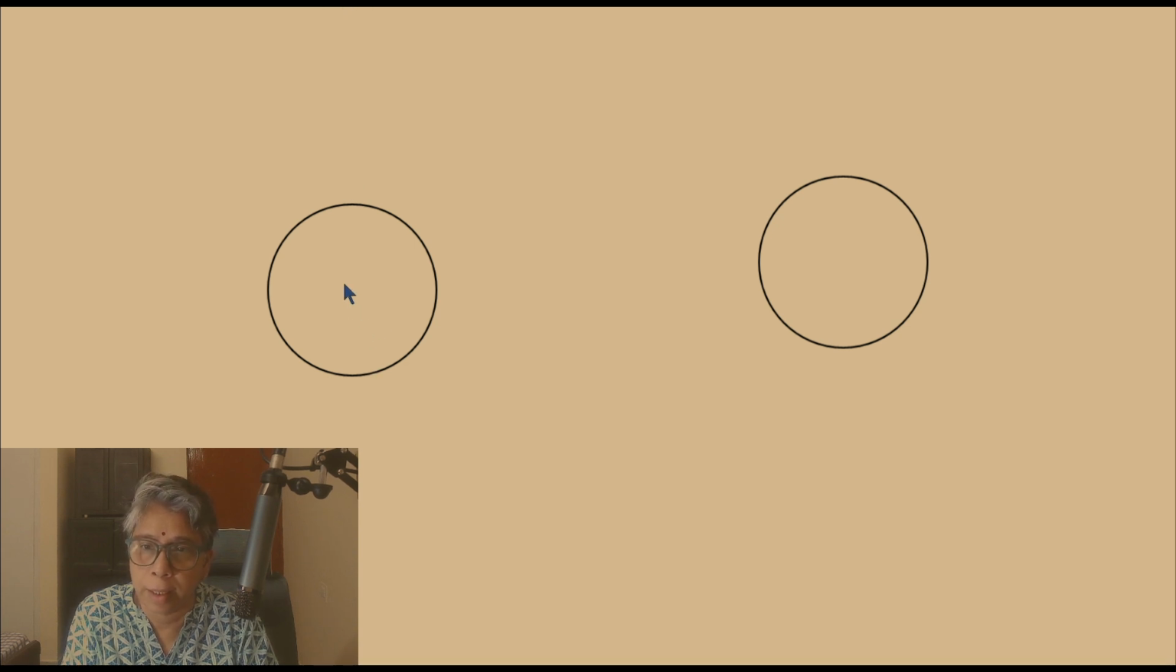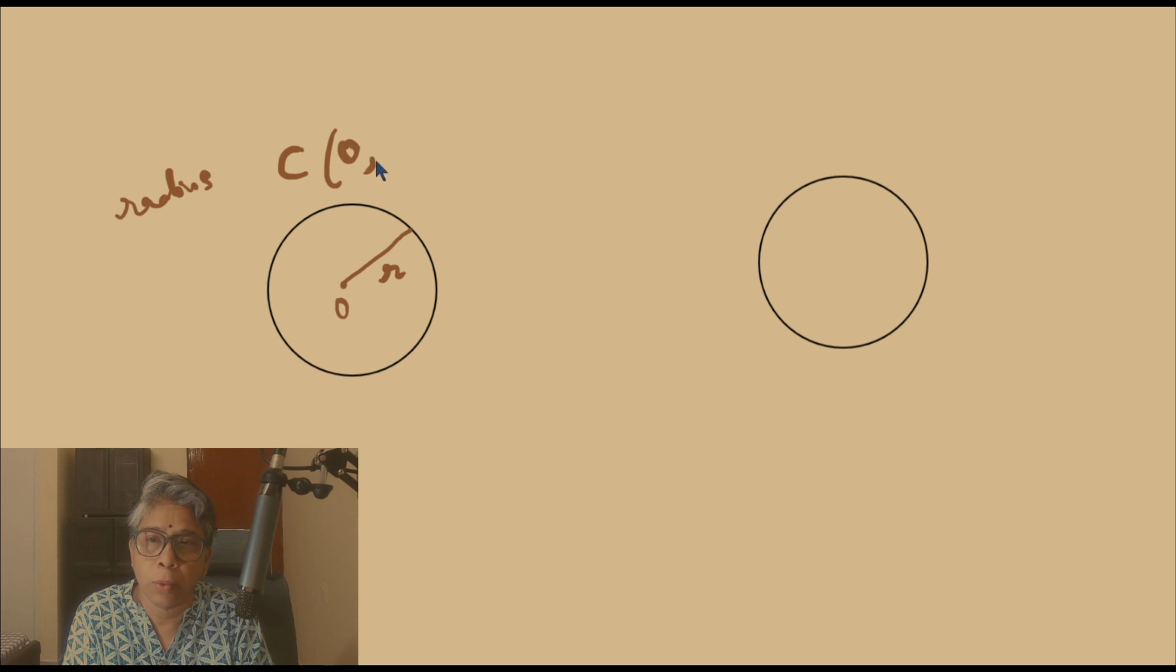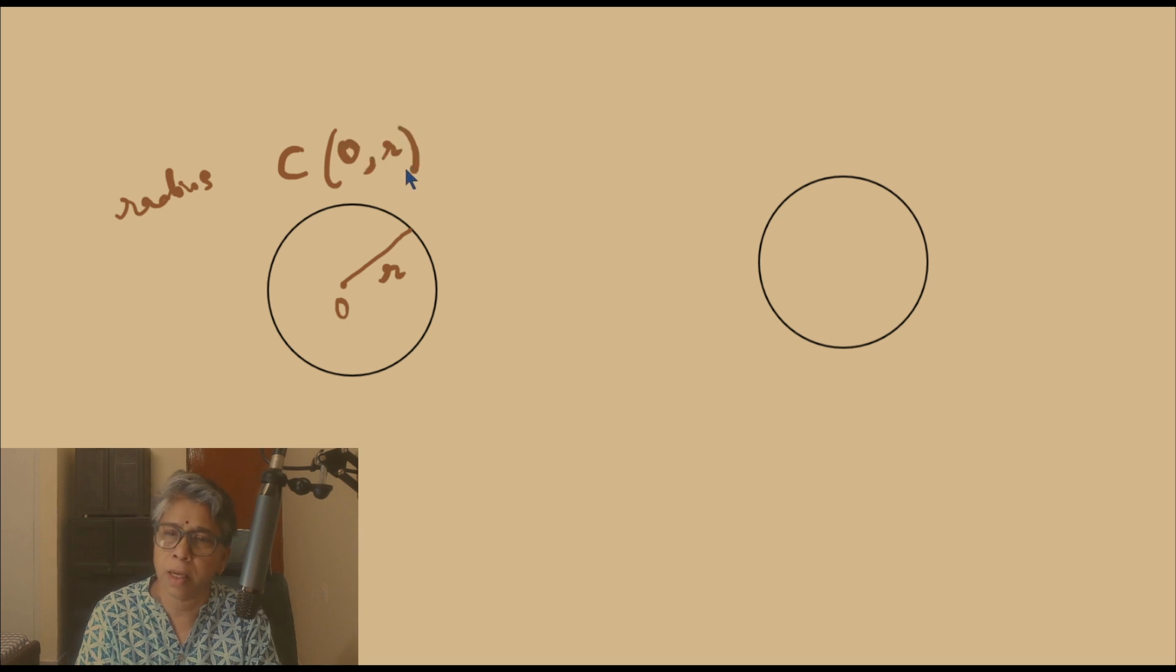Now let's say that this is the center of the circle. Let me call the center as O, and the distance between the center of the circle and any point on the circumference is called the radius of the circle, right? It's called the radius. Let me denote here the radius as r. So we can refer to this circle as a circle C with center O and radius r. This is how circles are commonly denoted.